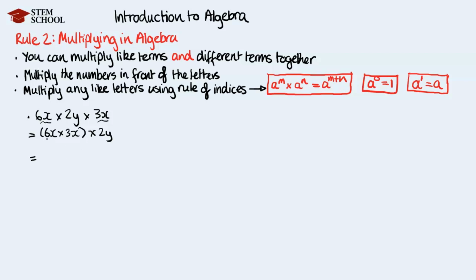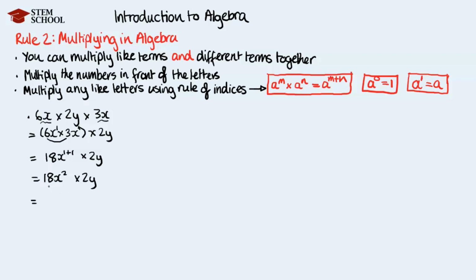Following this rule, you multiply the numbers in front of the letters, so 6 times 3 is 18. Here we're going to multiply the x times the x, using the rules of indices for like letters. So you're doing x to the power of 1 plus 1, because you have to imagine a 1 here and a 1 here. And here we're going to multiply it by 2y. So this will be 18x squared multiplied by 2y.